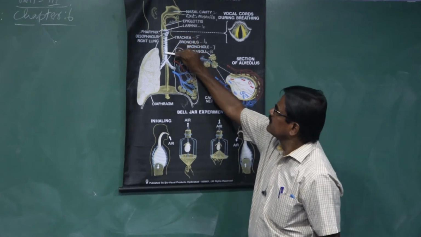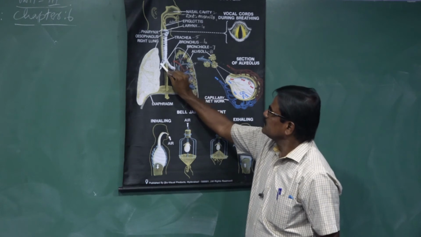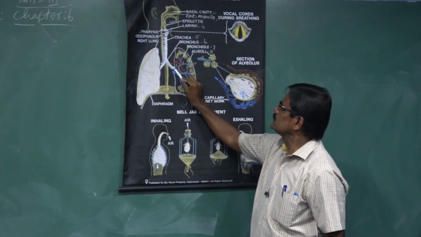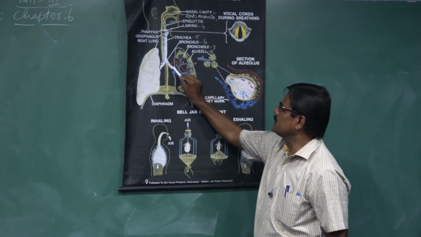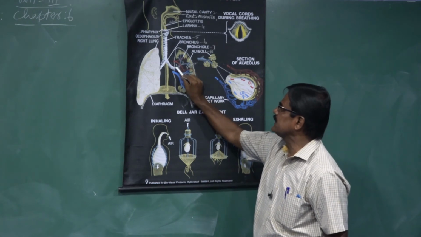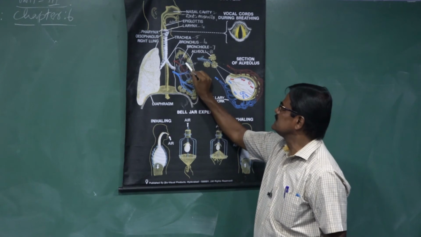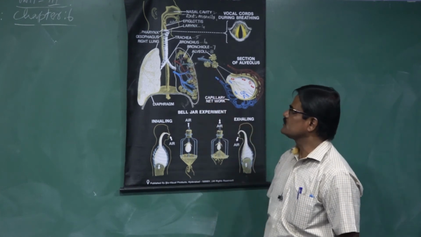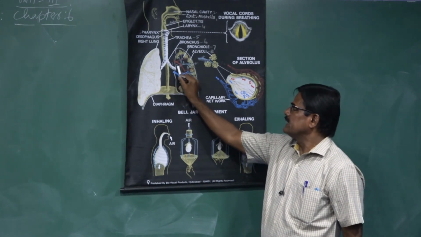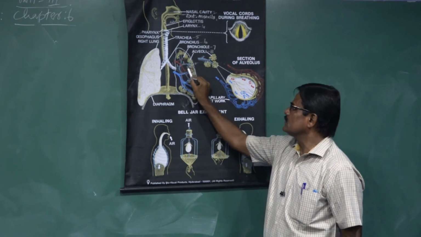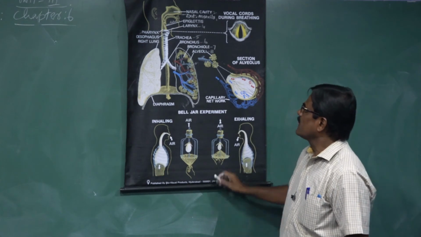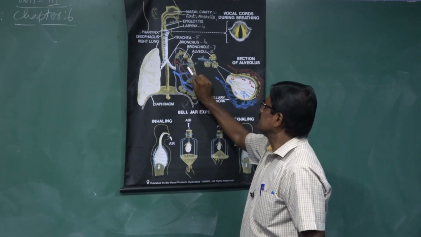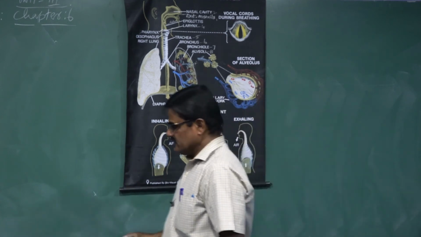This trachea divides into the right bronchus and the left bronchus. The bronchus further divides into bronchioles. This is the primary bronchus, these are secondary bronchioles, these are tertiary bronchioles, these are terminal bronchioles, and these are the respiratory bronchioles. Once again: primary bronchioles, secondary bronchioles, tertiary bronchioles, end bronchioles, which are the functional bronchioles. So when the air enters, it goes to primary, secondary, tertiary, then terminal and end bronchioles. The end of the bronchioles is called the alveoli.